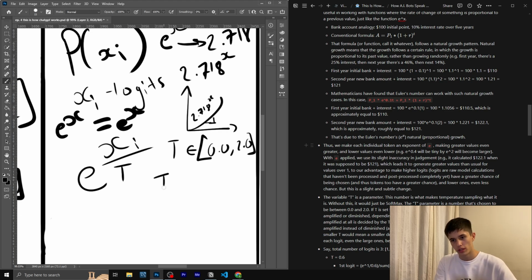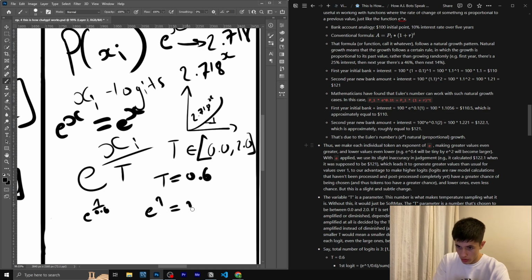So if you have t equals 0.6, essentially what it does, if you have this e to the power of xi, what if xi is equal to 1? Previously you would have just done e to the power of 1, which would have been 2.718, but now that you have 0.6 in the picture, it makes this even bigger. I'll just say 1.4, which makes Euler's number even bigger than what it would have been, which amplifies the value, okay?